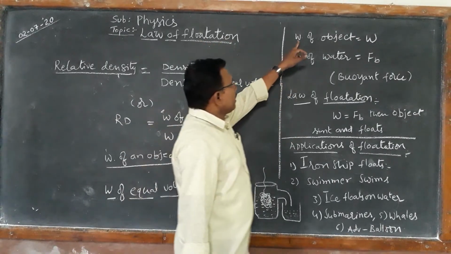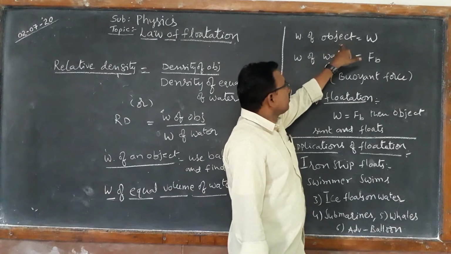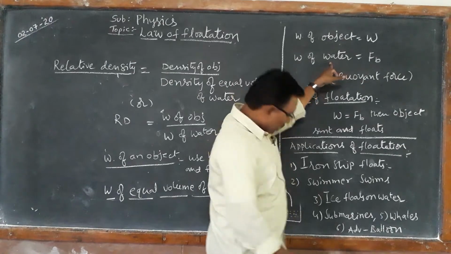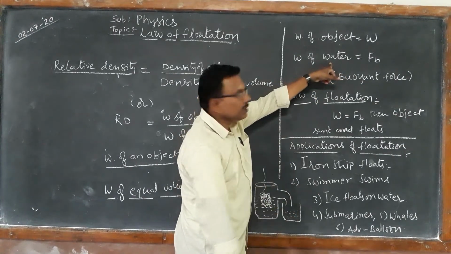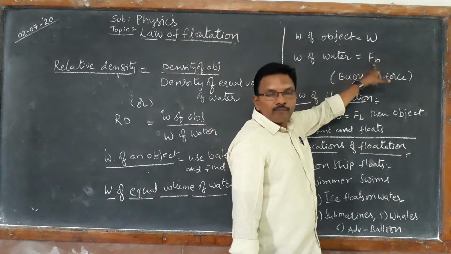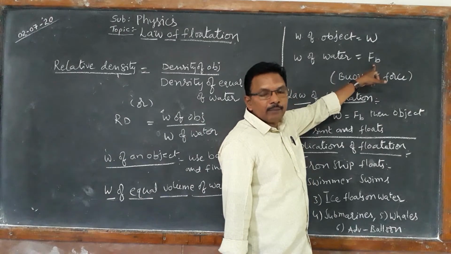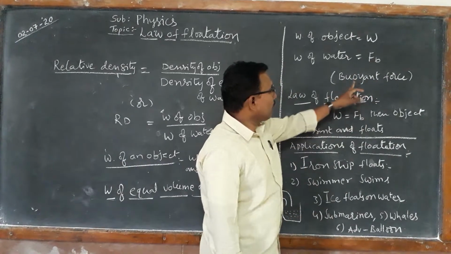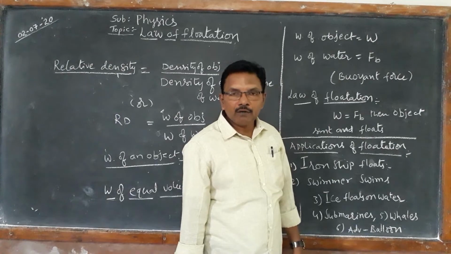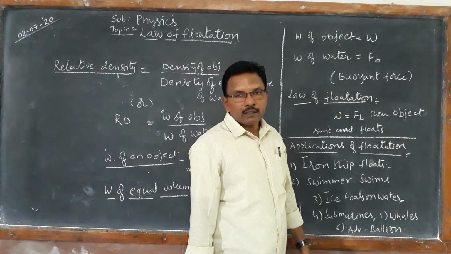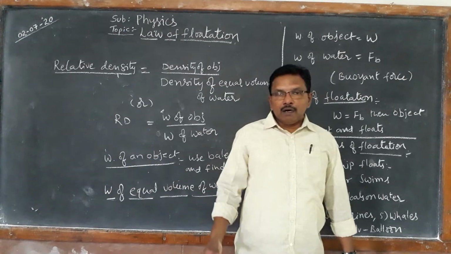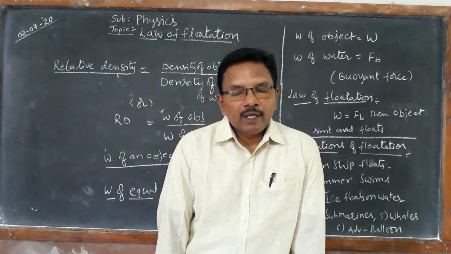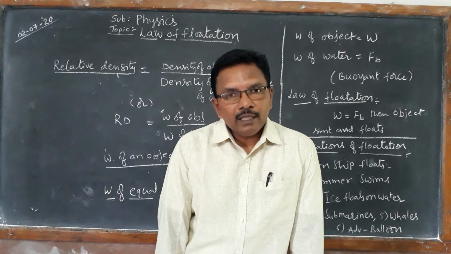Now see, we take the weight of the object as W, and the weight of the water we collected, the equal volume of water, we take as FB. What is the meaning of FB? This is buoyant force. FB means buoyant force. The buoyant force is equal to the weight of the water. What is the buoyant force? Buoyant force means a force acting upwards by the water, a force acting upwards by the liquid.